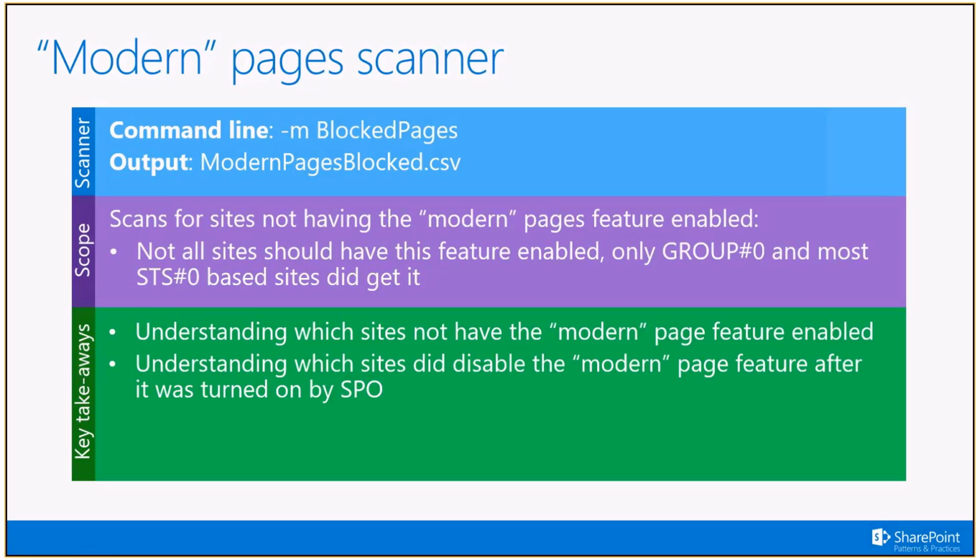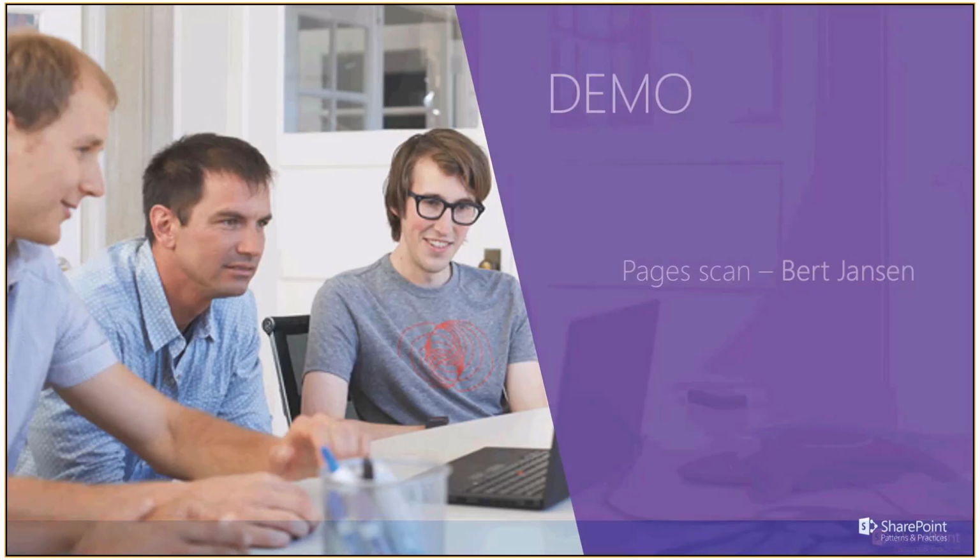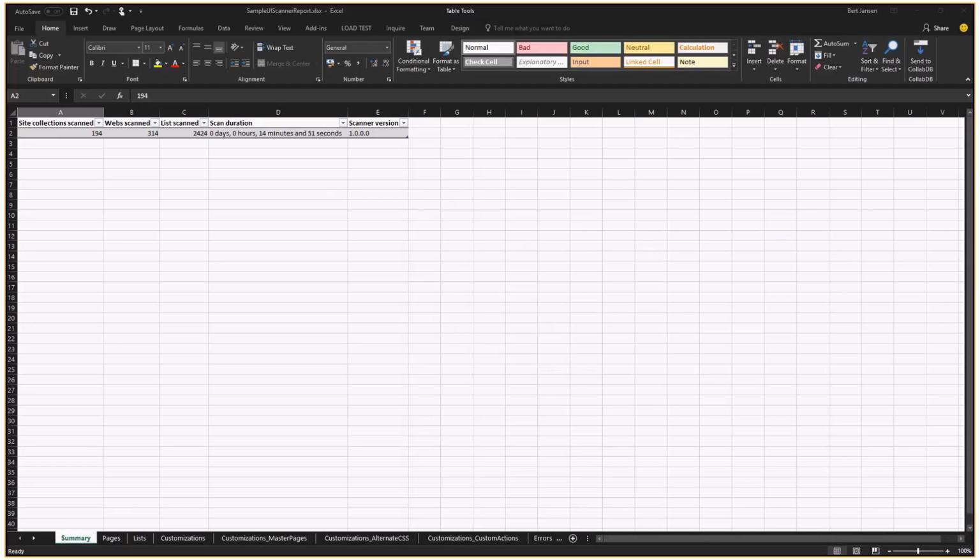Now, what does it mean if we look at the actual data? So I'm going to go to the Excel file. I actually already prepared this Excel file. I added all the CSV files into one Excel file to make it easier to do the demo. Before we go to pages, let's do a quick intro on the summary tab. The summary CSV file just gives you how many site collections, webs, and lists were scanned, and the duration and scanner version. Might be handy if you want to report an issue or report feedback around the tool.